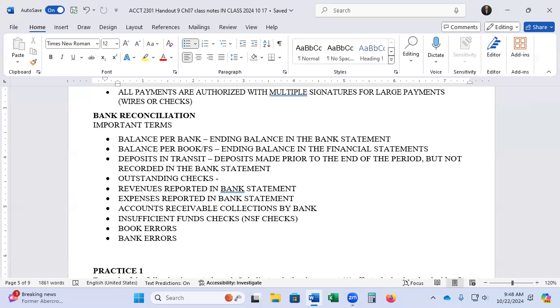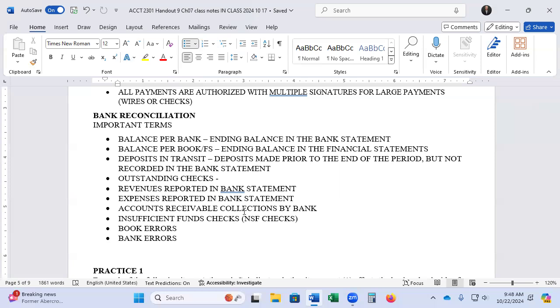But what happens? That's the next month, right? When the month expires, that's the next month. So it doesn't show up on that statement that you have for the month ending. So in your financial statements, you show this deposit, but on the bank, it doesn't. So it's a reconciling item.